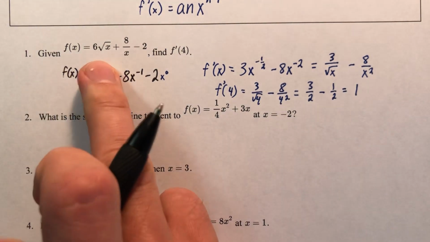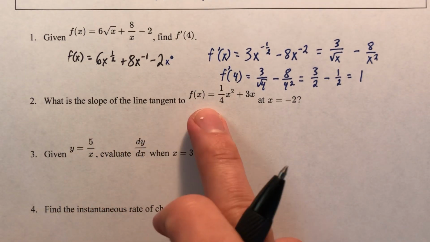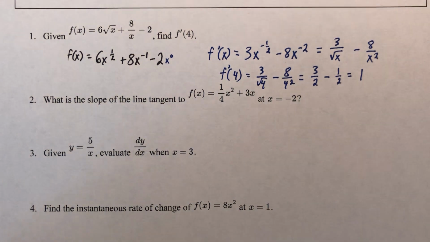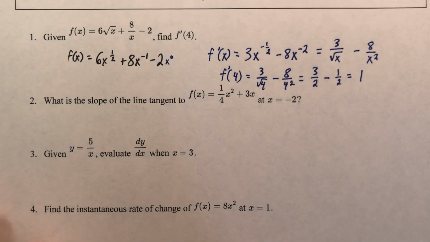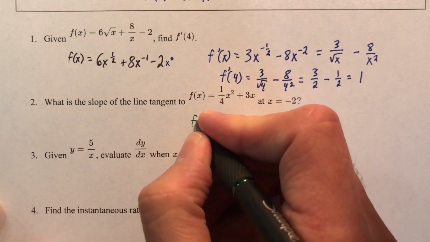Okay, so given a function, find the value of the derivative at a point. Or, what's the slope of the line tangent to that graph at that point? It's the same question. Same question. So let's switch colors just for fun. For variety. It's not just fun, it's also variety. Getting used to different notations and different ways these things could be asked.